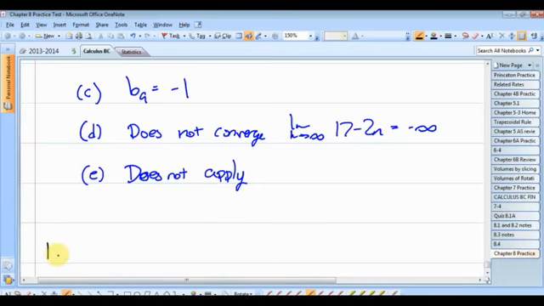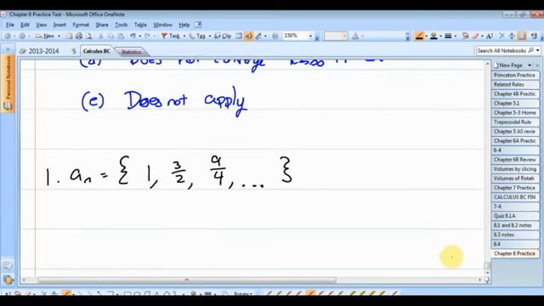Question 1. 1, 3/2, 9/4. These are a lot easier to look at as fractions, aren't they? Okay. Let's see. I think it's pretty obvious we're multiplying everything by 3/2 now, right?